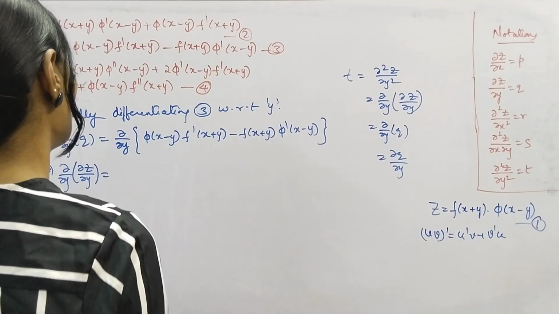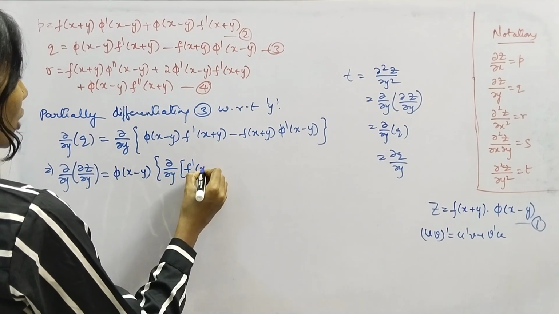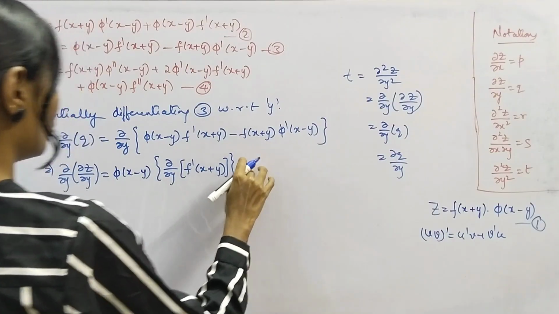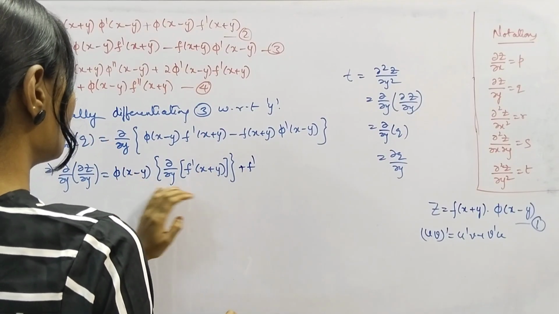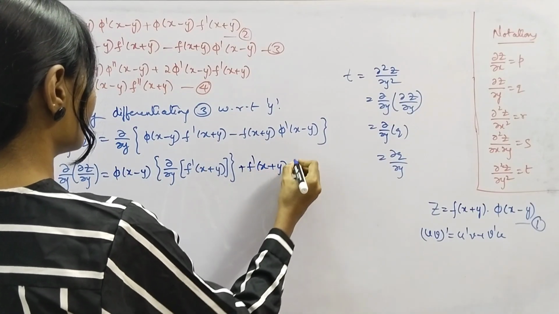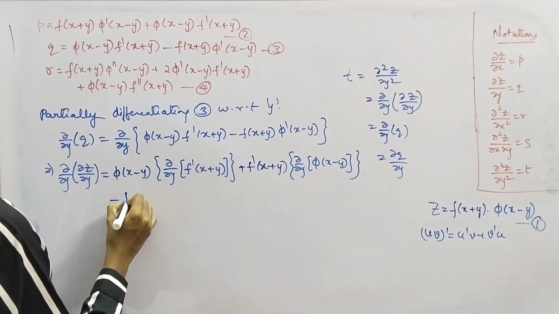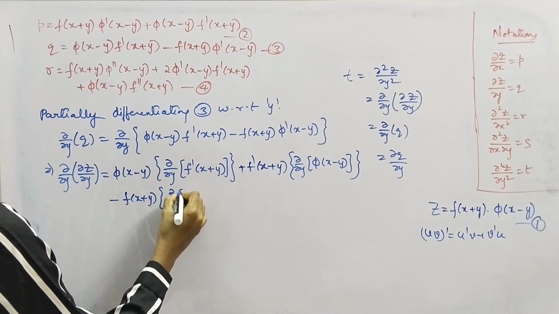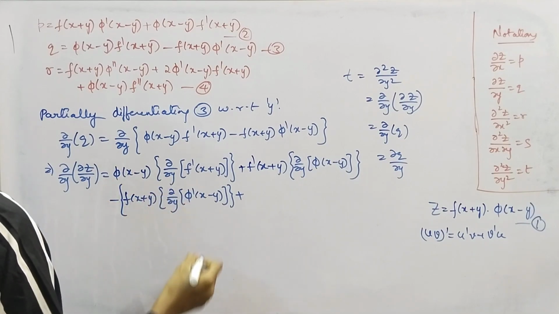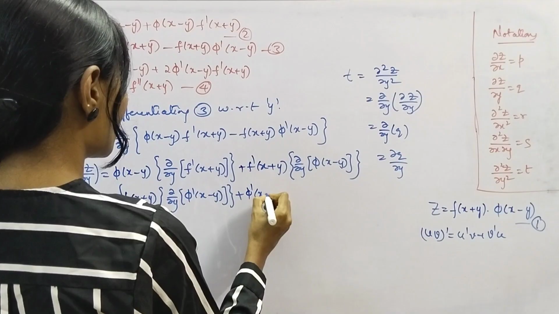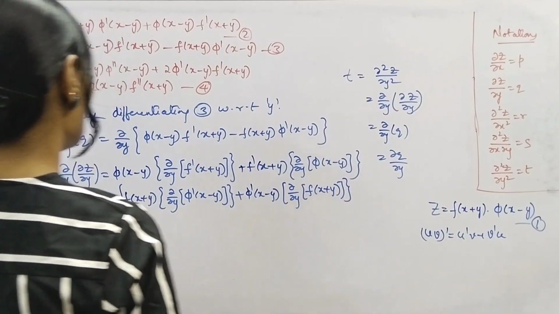We are going to apply the same formula again. Okay, so phi of x minus y into partial derivative of f dash of x plus y, plus, you have to apply the product rule, u v whole prime is u into v prime plus v into u prime, dou by dou y of phi of x minus y, minus f of x plus y into the partial derivative of phi dash of x minus y, plus phi dash of x minus y into partial derivative of f of x plus y. You have to do this carefully, otherwise you may get mistakes.